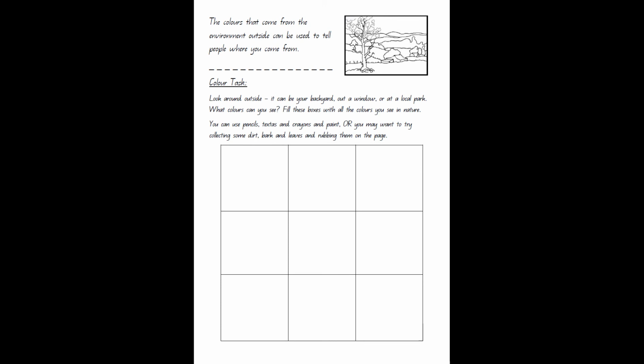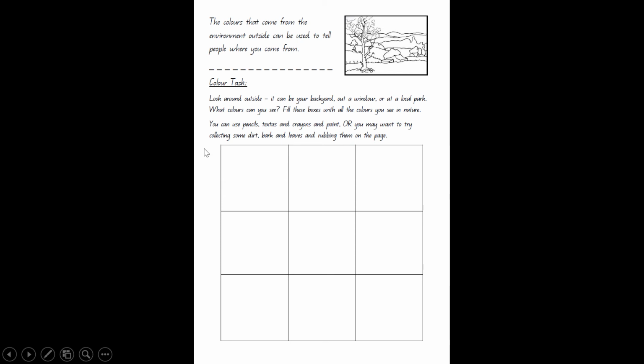The places around us, whether you realise it or not, have their own unique colours too. So your task this week is to look around outside. It could be in your backyard or just out the window or a local park. You might even look out onto your balcony. And I want you to have a look at what colours you see. And then it's your job to fill in these boxes with what you can see in nature.